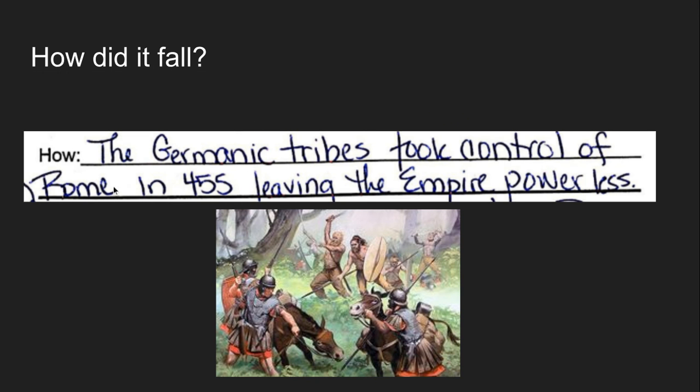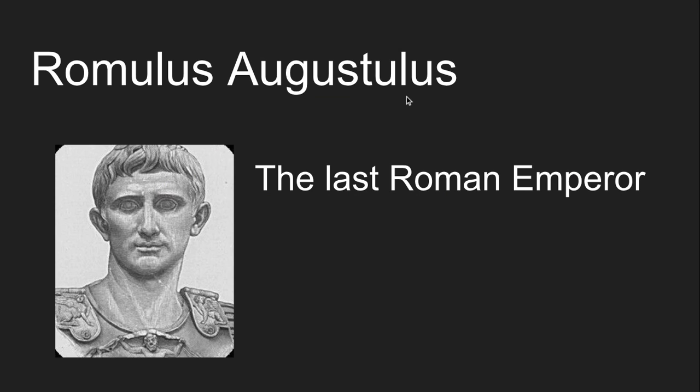How did it fall? It fell because of the Germanic tribes. They took control of Rome in 455 and left the empire powerless. So then you end up with Romulus Augustulus. He ends up being the last Roman emperor. So Romulus Augustulus, last Roman emperor.